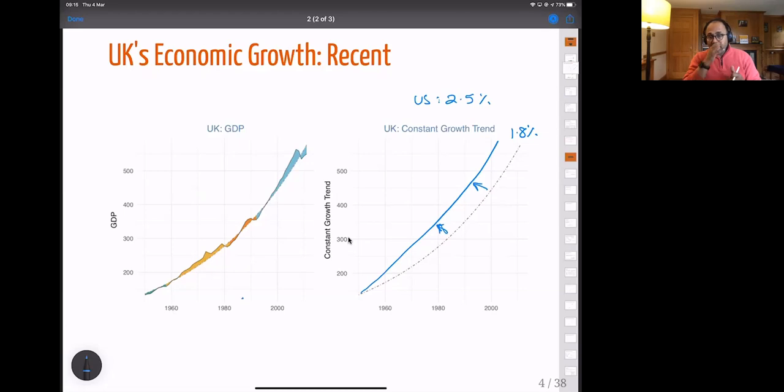And the question here is, why does the UK constantly grow at a lower rate than the US? Or why does the US grow at such a fast rate? Okay, and you'd have a very, very good sense of why the UK is growing at a lower rate than the US by the end of the lecture.